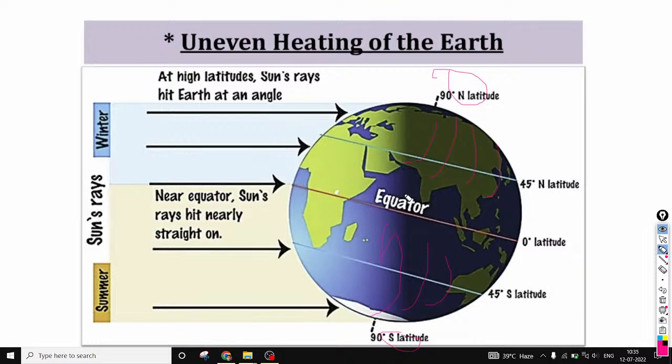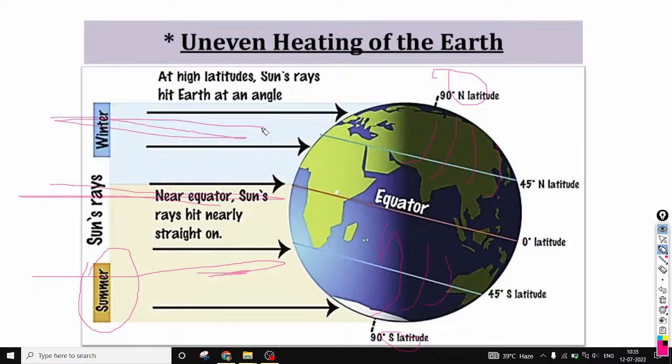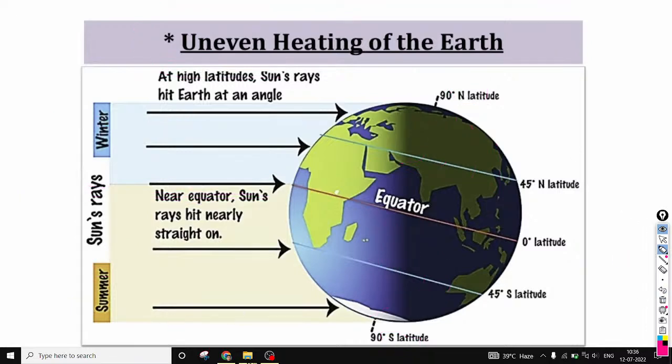That is why uneven heating means sometimes the sun is located in this pole or in this region, sometimes in this region, right? At the same time, we are not getting equal heating over the surface of the Earth. That is why this word is written. I hope you have clearly understood this.